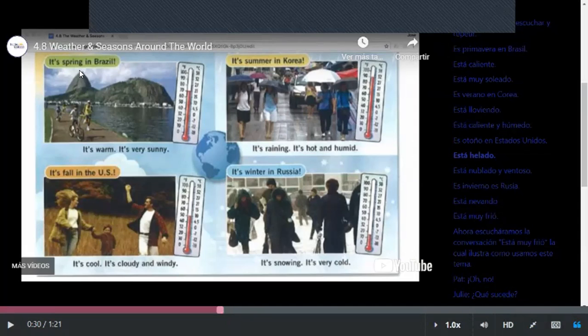What is your favorite season? My favorite season is winter. Winter. Summer, yes. Because vacation, huh? Yes. Summer. All right. Now, this is talking about the weather.